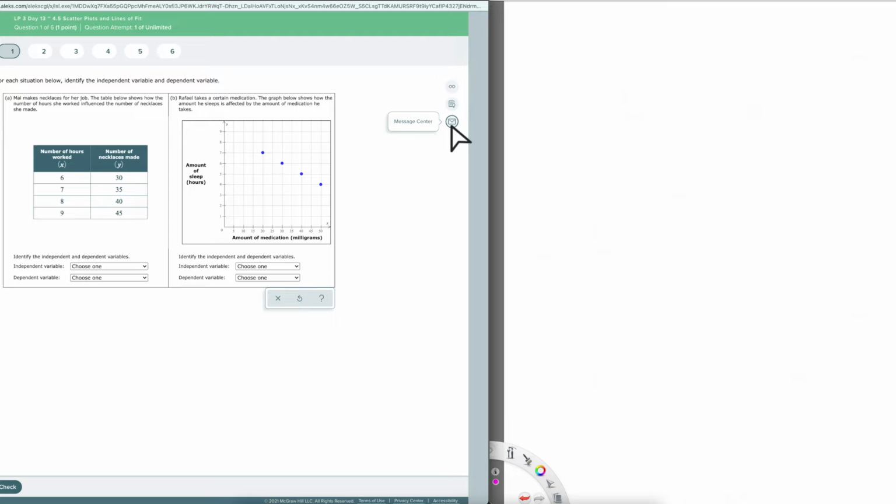Okay, so let's go ahead and take a look at this question. For each situation below, identify the independent and dependent variable. So we've talked about this in other videos before. Independent variables are quite literally not dependent on the other one. They're not affected by the other variable. So that's going to be our input.